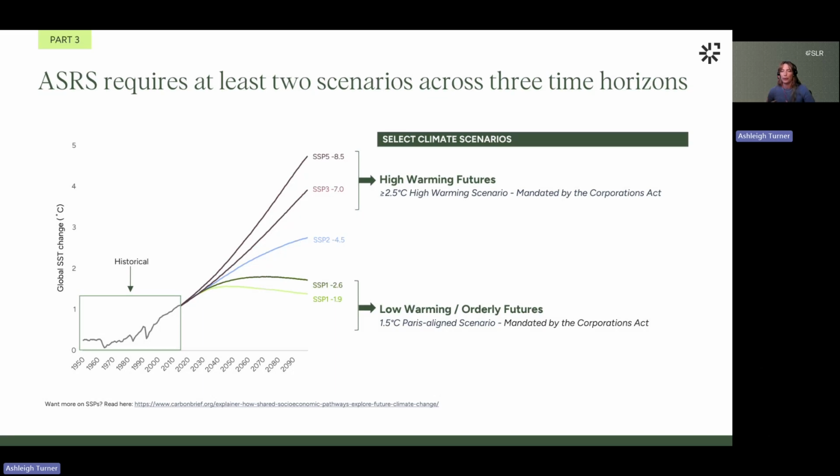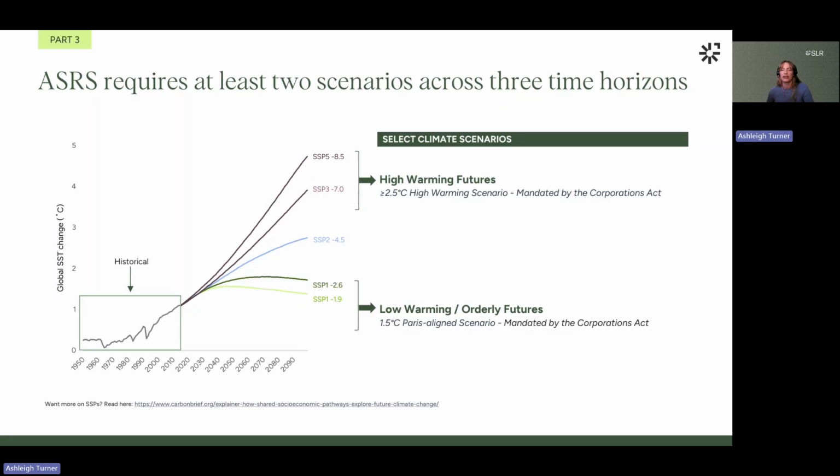So both the SSP1-1.9 and the SSP1-2.6 have been used, and we've seen different assurers accept different approaches. Our view is that the SSP1-2.6 is a robust and defensible low warming choice, given that the requirement is less than 2 degrees. And the SSP1-1.9 scenario is also robust and defensible and is the most ambitious pathway. But we have seen some variability across which one is selected.